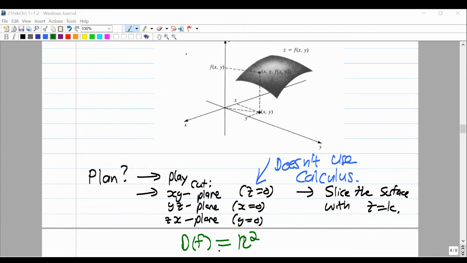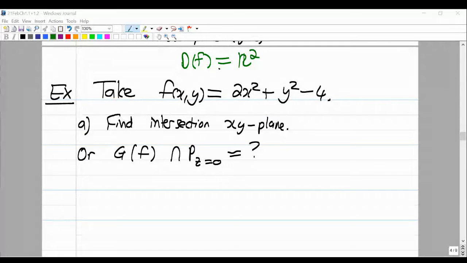So, Clarica, maybe with this example, you can re-ask your question afterwards, all right? So I've chosen the following example. Here I have a function of two variables. With this input, the output is 2x squared plus y squared minus 4. And we've got to do those four calculations.